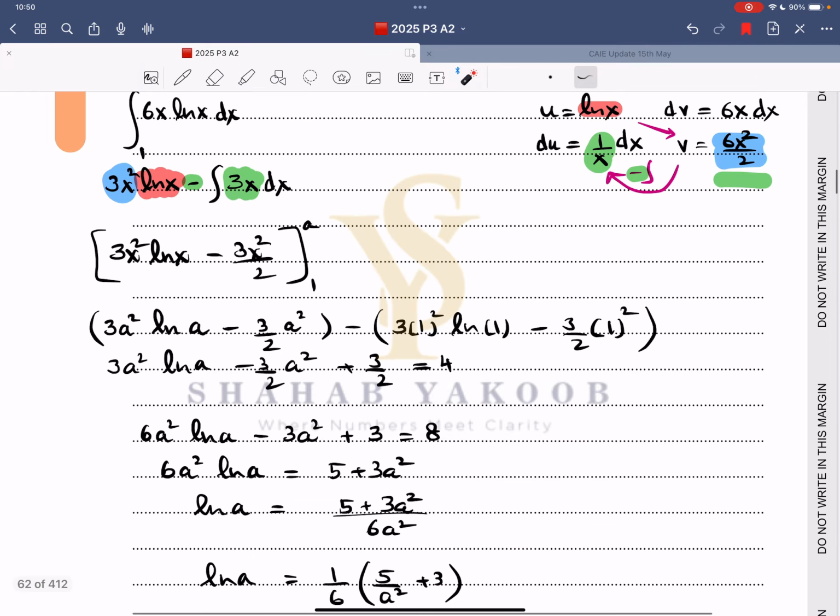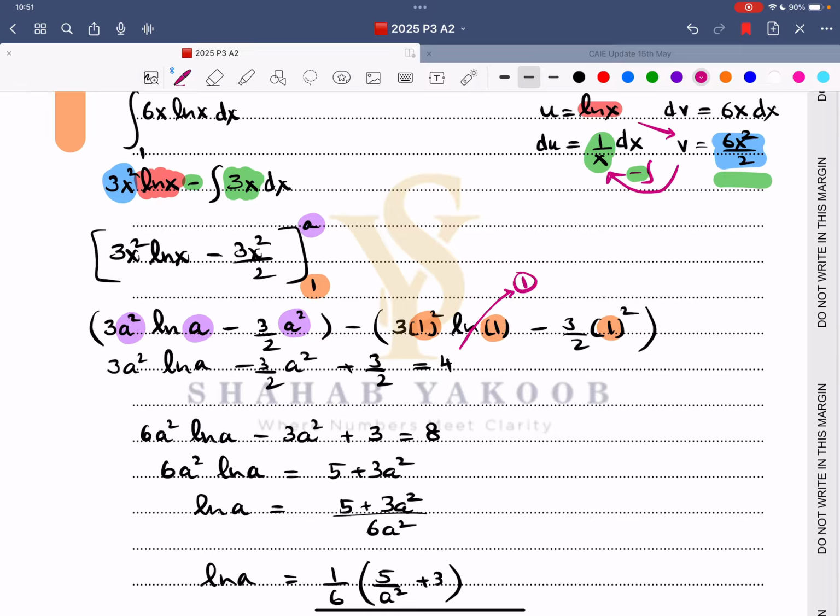So now when we integrate 3x, this becomes 3x square over 2. Put it inside a bracket, that's the lower limit, that is the upper limit. So now over here, the upper limit is a. So this is 3a square ln a, and over here we get a square. And then we plug in the lower limit, which is 1. So this is 3 into 1 square ln 1 and this thing. Now the easy part is whenever we come across ln of 1, that is 0. So this whole thing becomes 0.